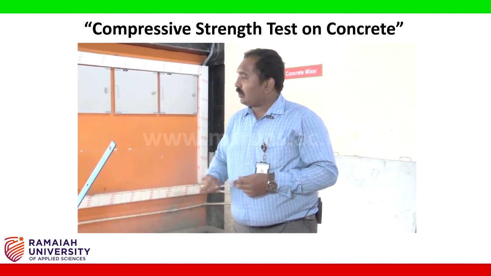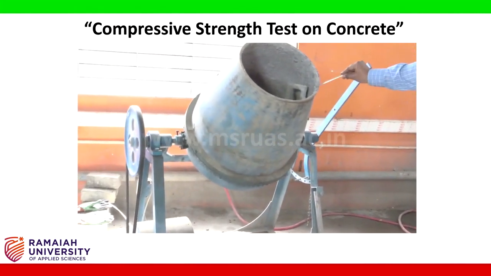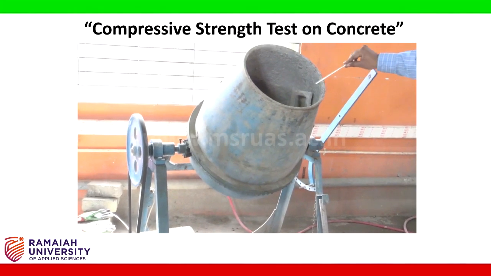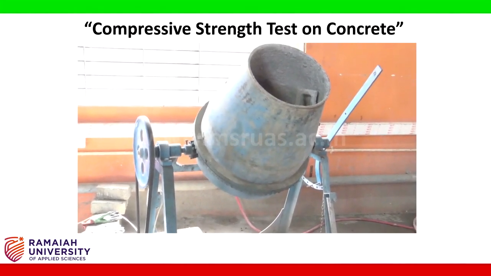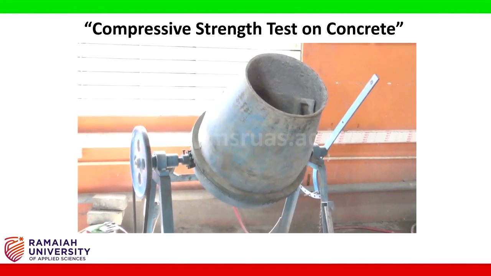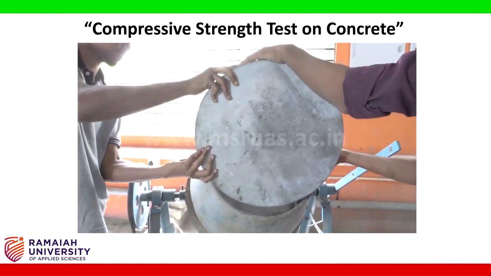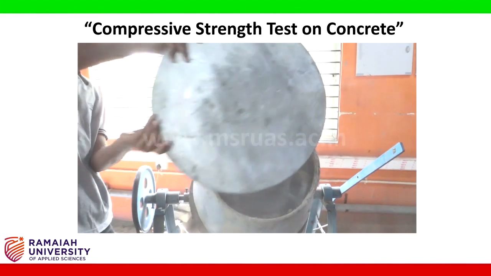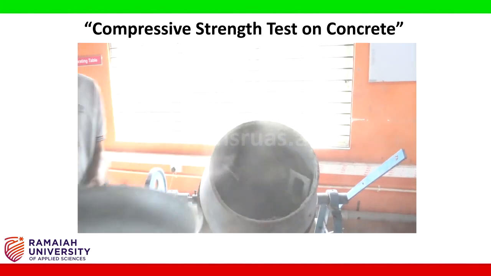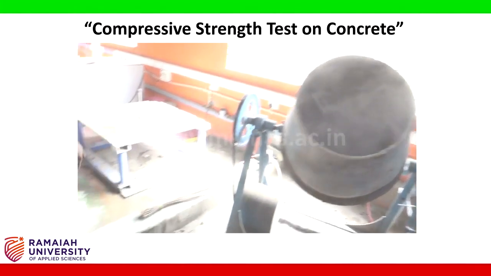First, we make sure that the concrete mixer on the inner side is smeared with oil. So first we add the coarse aggregate. We are going to add the coarse aggregate to the concrete mixer. After the coarse aggregate, the fine aggregate will be added.